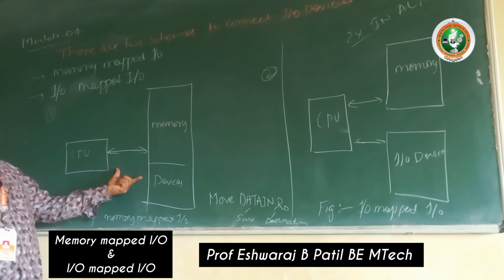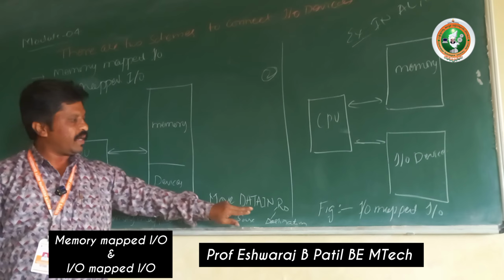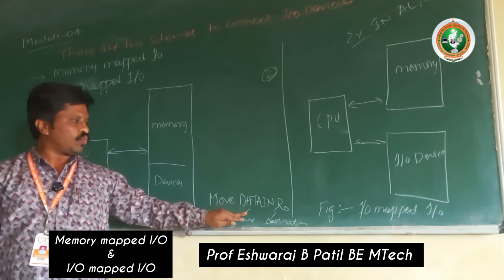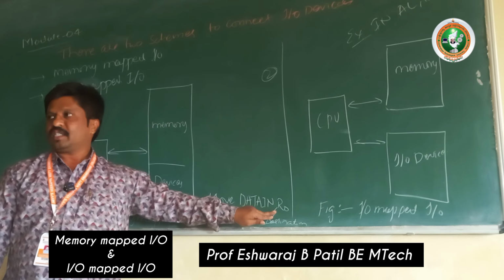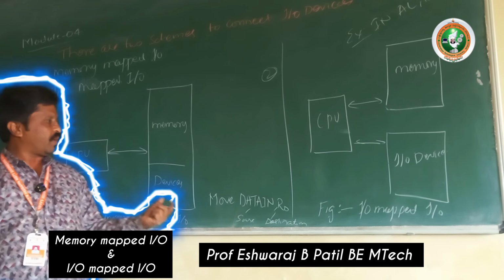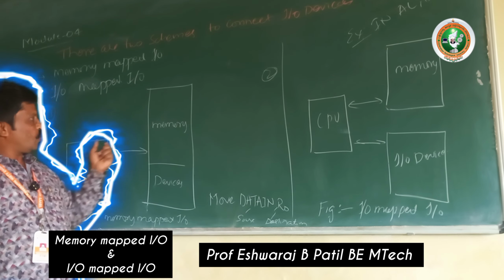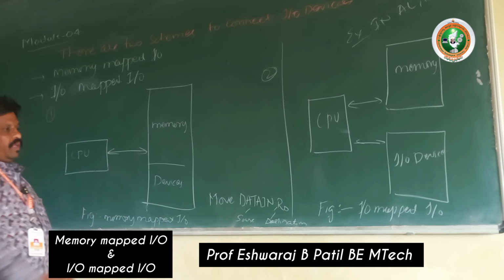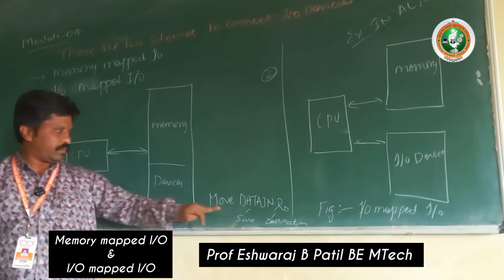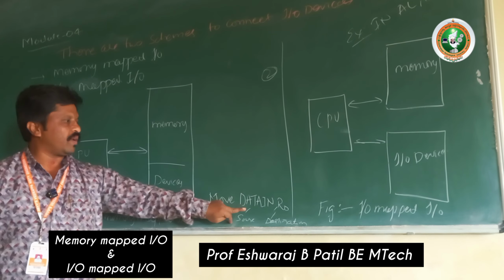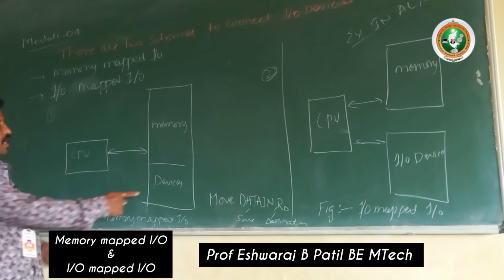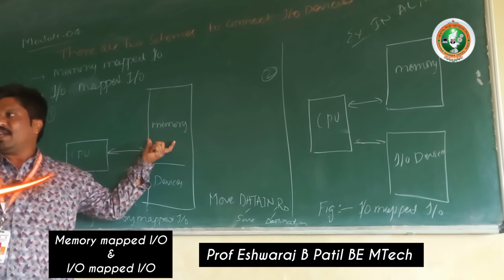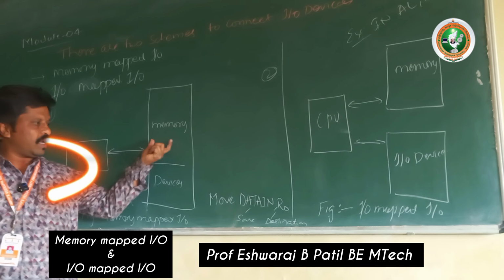Here the example for this memory mapped IO is MOV data in, R0. Data in is one of the virtual registers. This is the source register and this is the destination register. If this is the memory and this is the IO devices, and you want to communicate from the IO device to the CPU, we use memory related instructions.